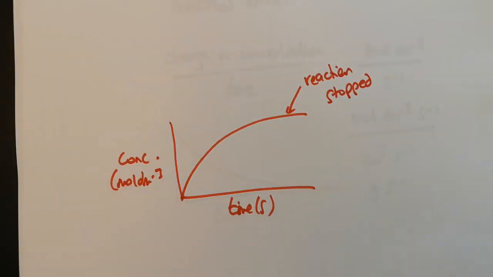Okay, so you should be able to see how we can relate reaction rate to a graph. We can see how the reaction rate will change as time progresses in a reaction, and this should link to what you already know about rates.